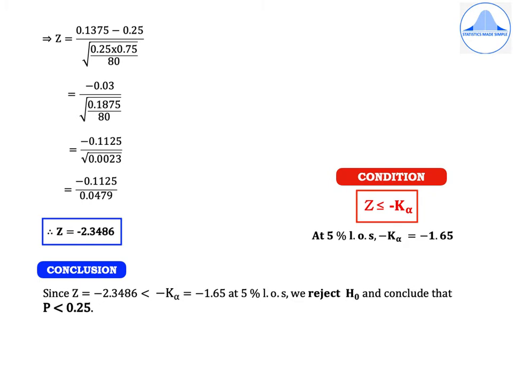So the last step is the conclusion. Since Z is minus 2.3486, which is less than minus K alpha, which is equal to minus 1.65, at 5% level of significance, we reject H naught. And whenever we reject H naught, it means we are accepting H1. So you conclude that P is less than 0.25.